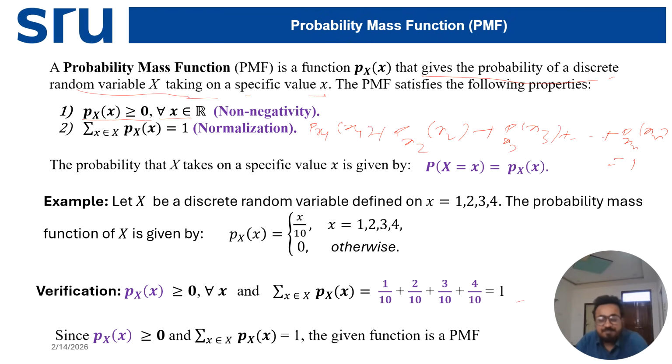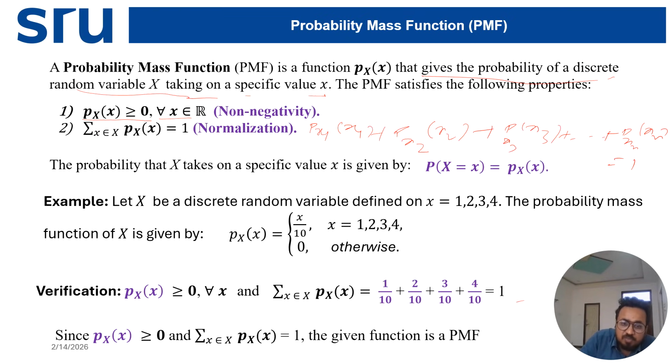Okay, now let us discuss an example related to this distribution, related to this function. Let x be a discrete random variable which is defined on x is equal to 1, 2, 3, 4. Now the probability mass function is given by P of x is equal to x by 10, x is equal to 1, 2, 3, 4, and this is 0 otherwise. Now we will show that this is the probability mass function.